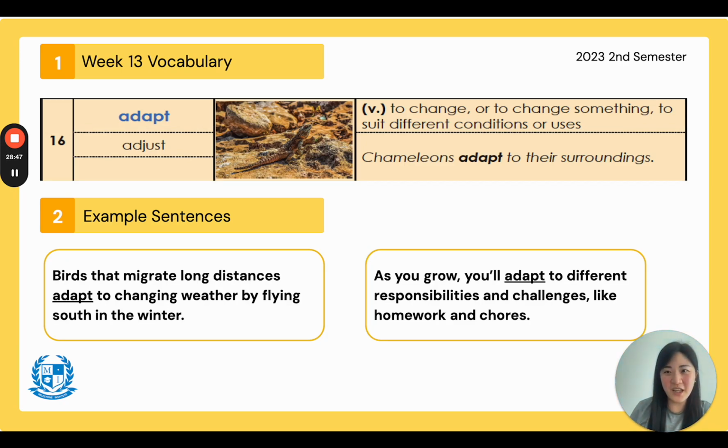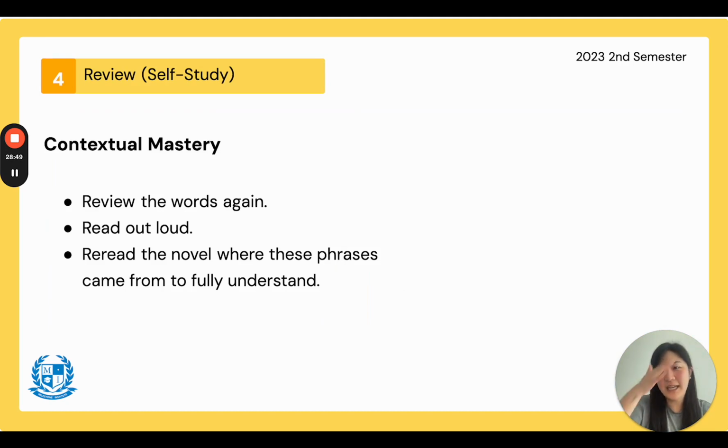We finished all of week 13 words. Now it is your turn to review the words again. Read it all out loud, okay? And make sure that you do the homework pages.